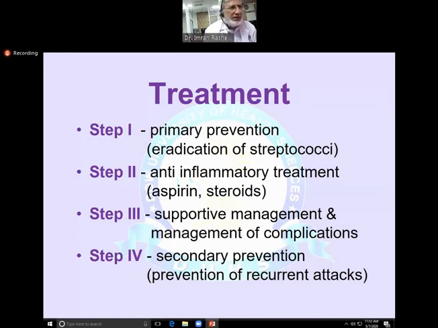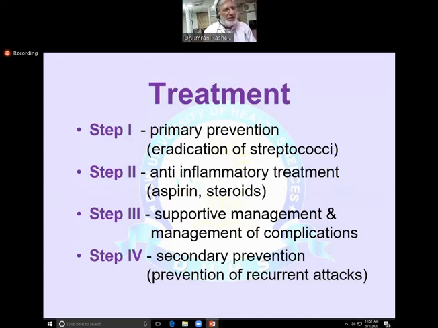So step one is the primary prevention. What is primary prevention? Eradication of streptococci. How do you eradicate streptococci? By giving a course of antibiotic. Then the second step is anti-inflammatory treatment, since the patient is having inflammation of the joints, inflammation of the heart valves. So you need to give anti-inflammatory treatment so that the patient gets symptomatically better. And then step three is the supportive management and management of complications.